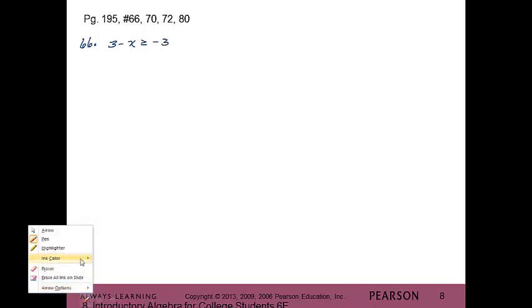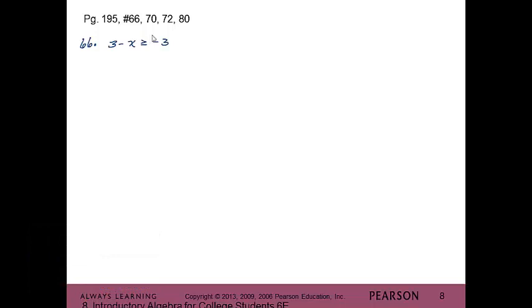All right, let's go in our books to page 195, and let's start by looking at number 66. The instructions say use both the addition and multiplication properties of inequalities to solve each inequality. And for number 66, we have 3 minus x is greater than or equal to negative 3. So here we're going to treat our greater than or equal to just like an equal sign. We can draw the line down it.